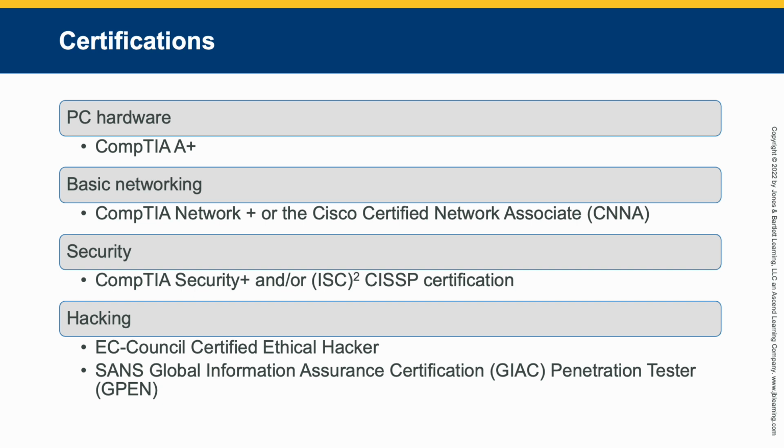Certifications: the CompTIA A+ is for PC hardware, basic networking is CompTIA Network+, or the Cisco Certified Network Associate, CCNA. For security, there is CompTIA Security+ and/or the ISC2 CISSP certification. That is the one which I suggest all of you do. CISSP is significant and is needed when you go apply for these jobs.